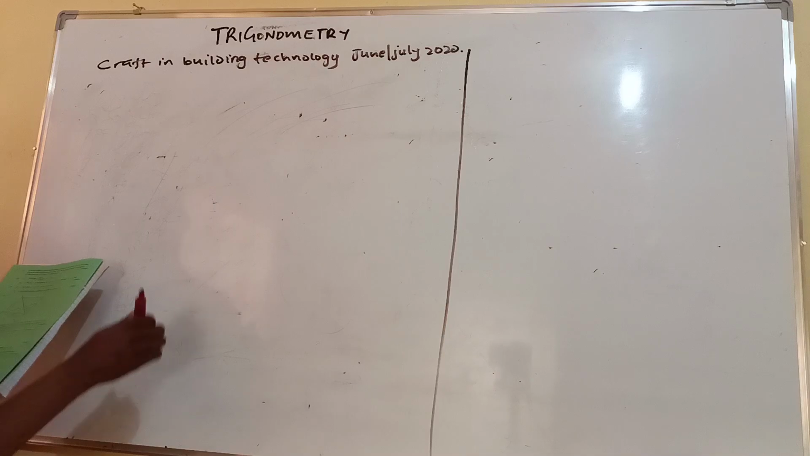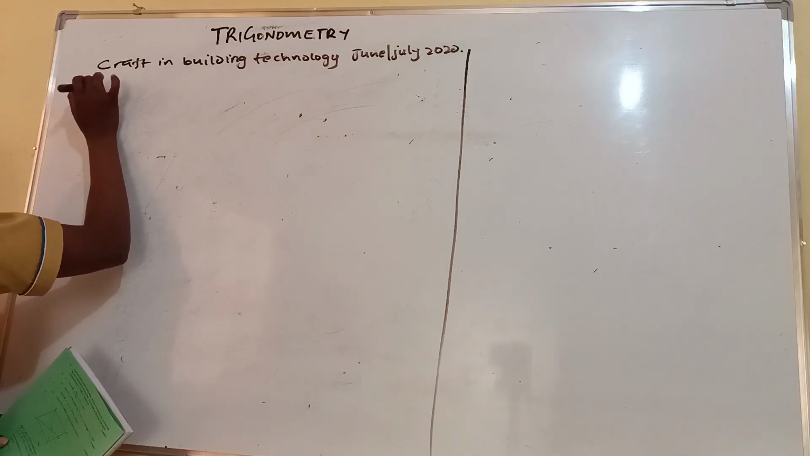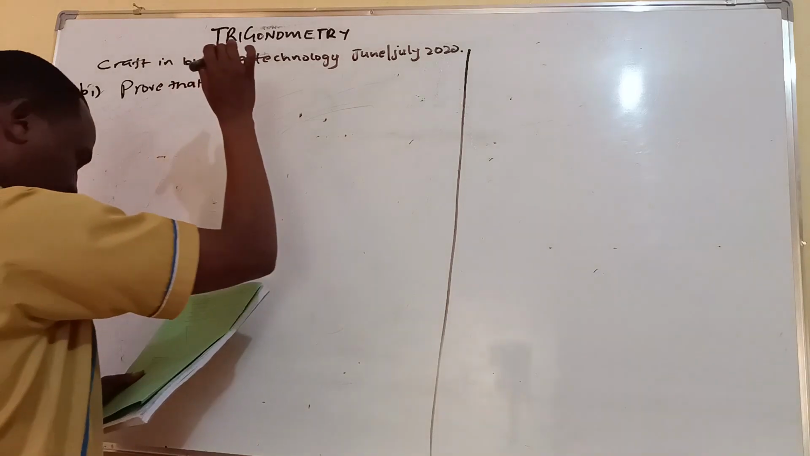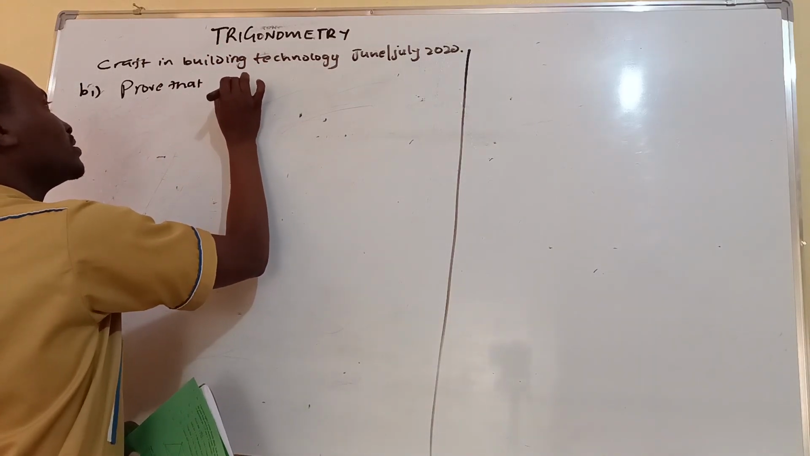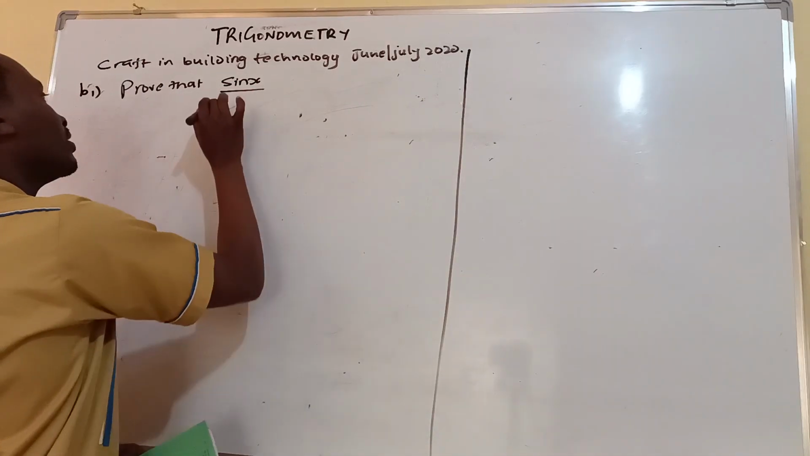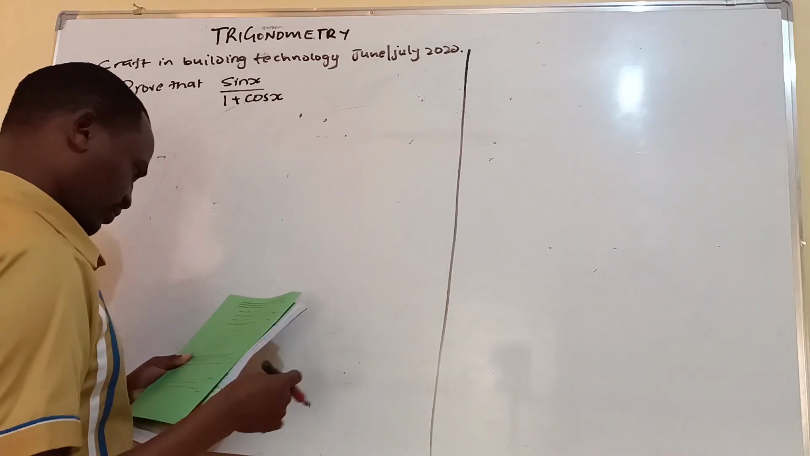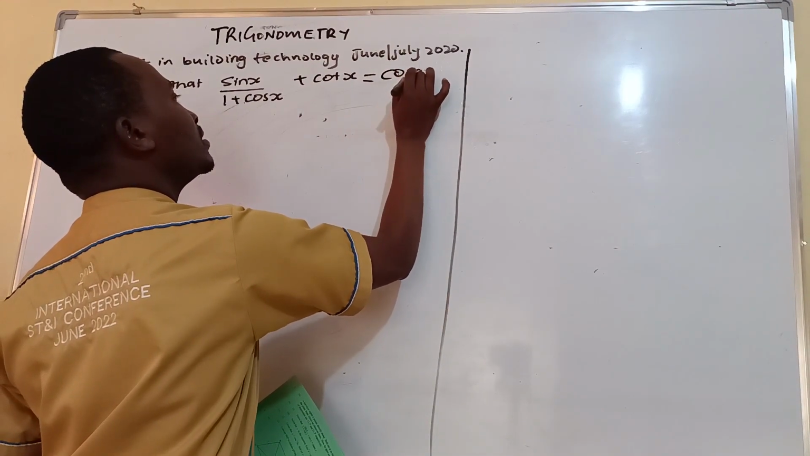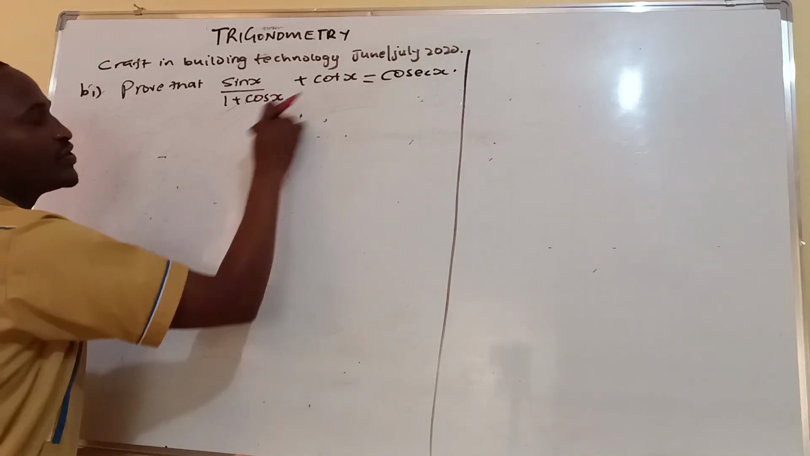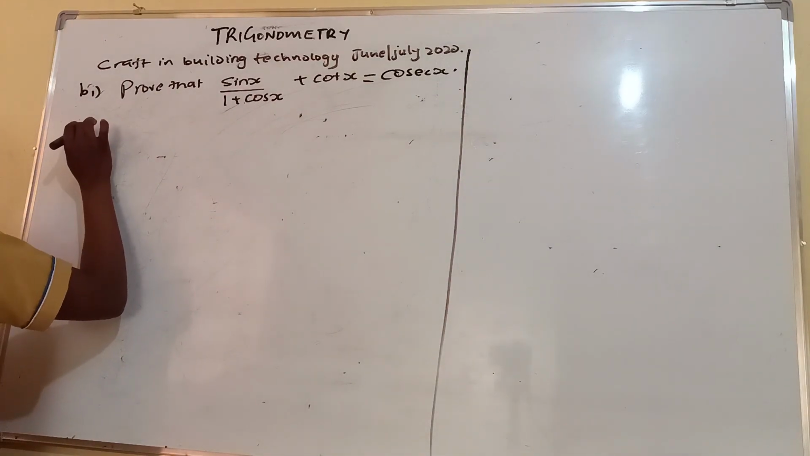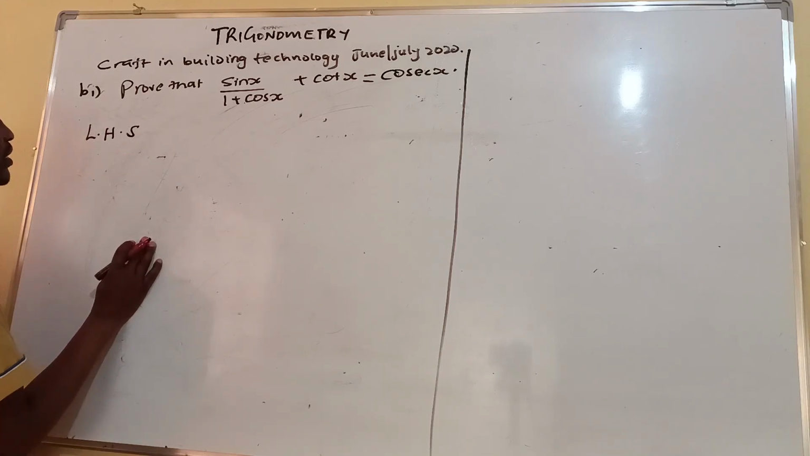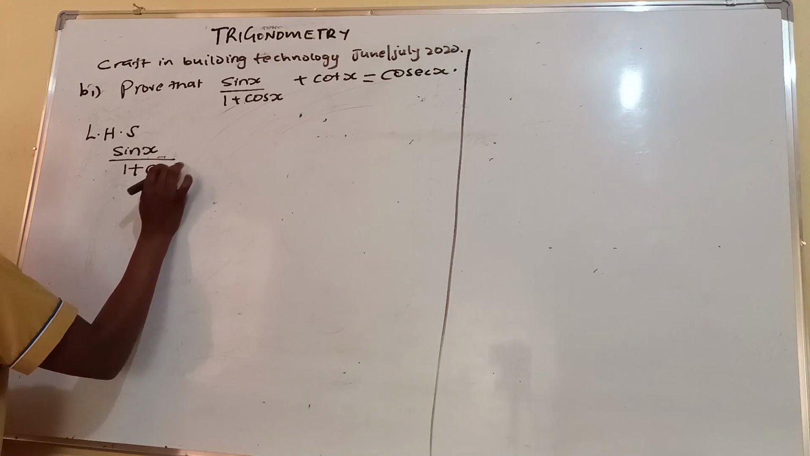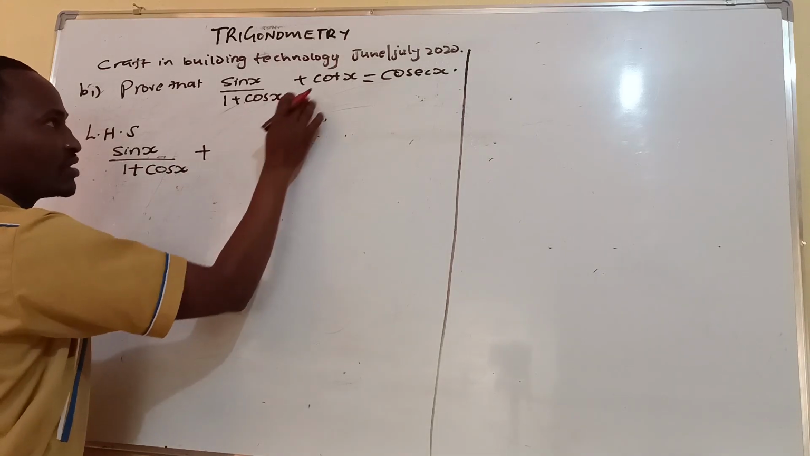Question B, Roman 1. Prove that sin x over 1 plus cos x plus cot x is equal to cosec x. If we start with the left hand side, we are told sin x all over 1 plus cos x plus cot x.